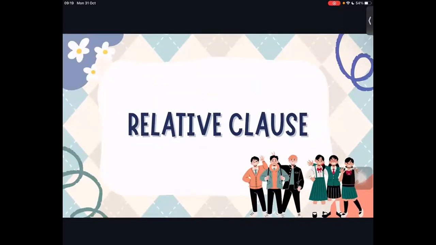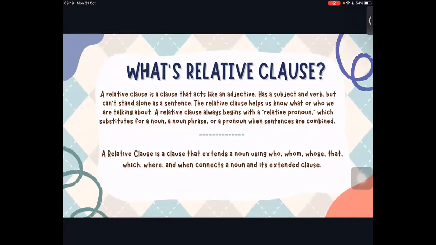For the relative clause, it is a clause that acts like an adjective. There is a subject and verb and it can stand alone as a sentence. The relative clause helps us know what or who we are talking about. A relative clause always begins with a relative pronoun, which substitutes for a noun, pronoun phrase, or pronoun when sentences are combined. And a relative clause is a clause that attends a noun using who, whom, whose, that, which, where, and when to connect a noun and extend the clause. Next.